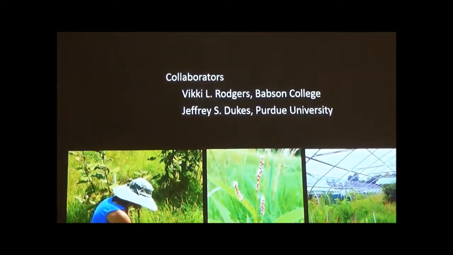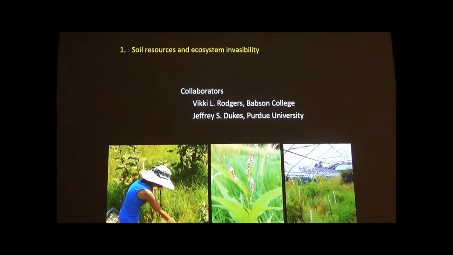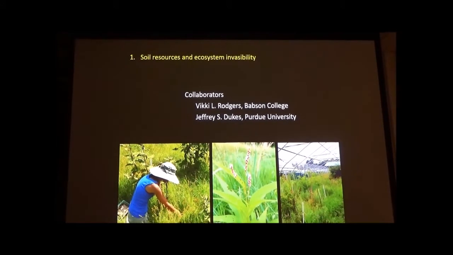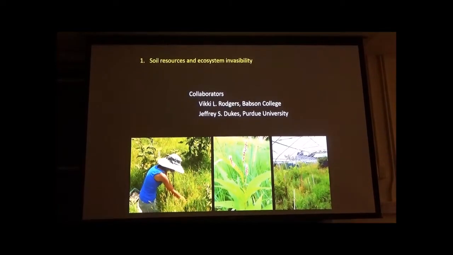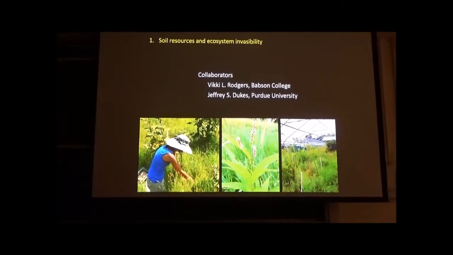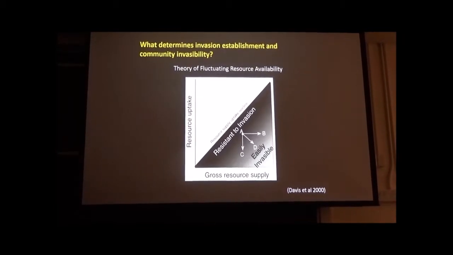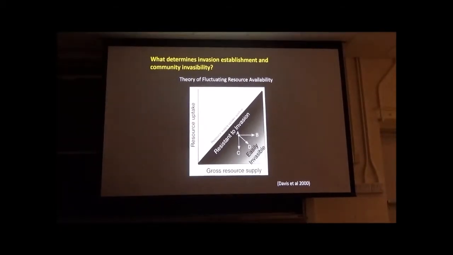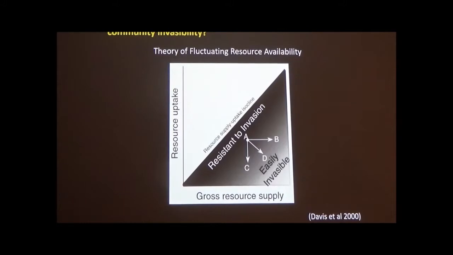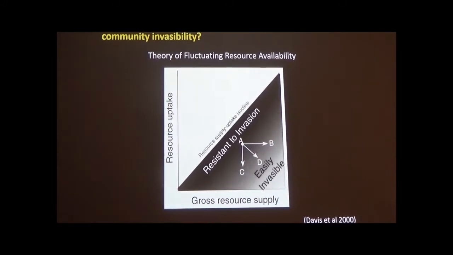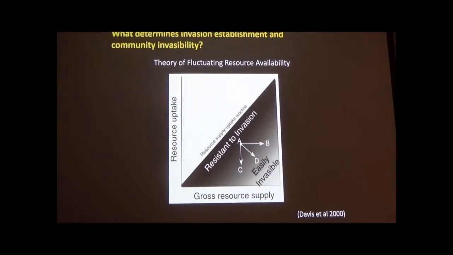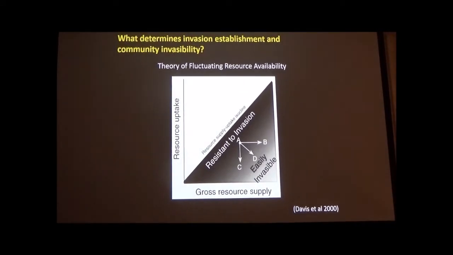For this study, I want to first acknowledge my collaborators, Vicki Rogers at Babson College and Jeff Dukes at Purdue, although he used to be at UMass Boston when he started up this facility. This study is really getting at the question of what determines invasion, establishment, and community invasibility. And if any of you has ever written invasibility before, you will notice that the word autocorrects to invisibility every time. It's not made the dictionary yet, but anyhow.